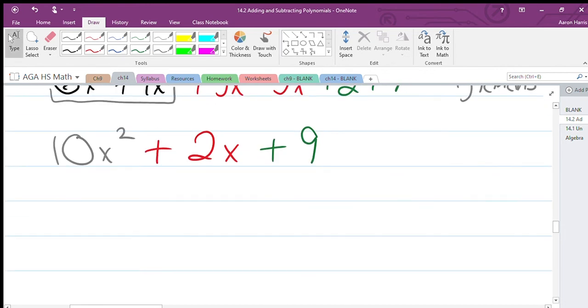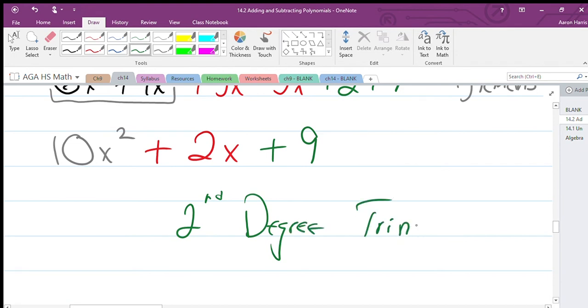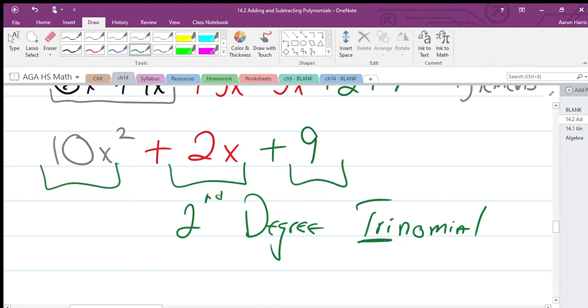What did I just get? A second degree what? Trinomial. Good job. What's tri mean? Trinomial. Got to make sure you know how to spell sometimes, right, mathematicians? All right. So tri means what? 3. I have 3 terms. How do I know I have 3 terms? Because they're separated by the positive or negative signs. Okay.